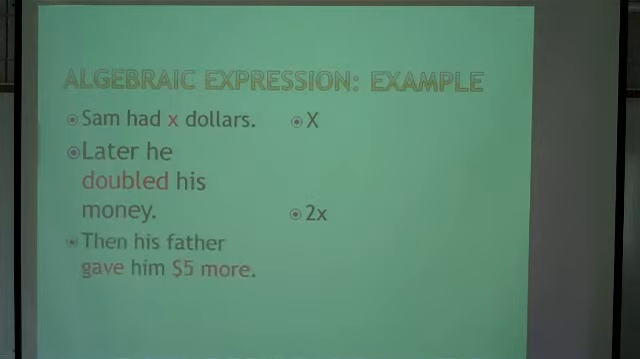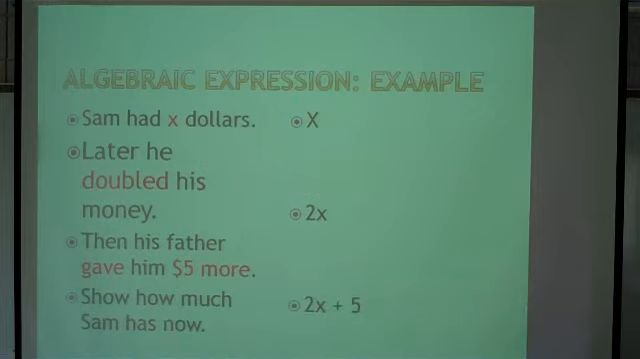Then his father gave him $5 more. Gave represents an addition term. They want to know how much does Sam have now. We would represent his money 2x because he doubled his money, and then his dad gave him $5 extra. So it's 2x plus 5.